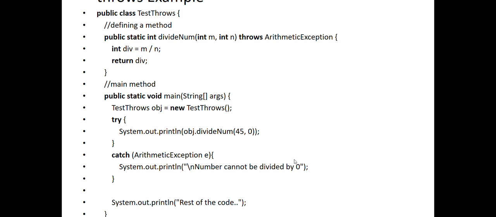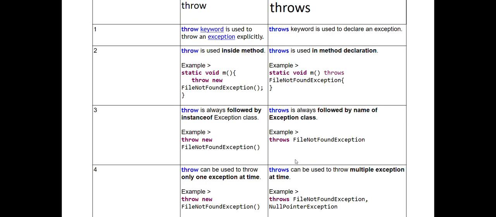Now we will move to the next concept, that is the difference between throw and throws. So what is the primary difference between throw and throws? The throw keyword is basically used to throw an exception explicitly, but the throws keyword is used to declare an exception along with the method definition.